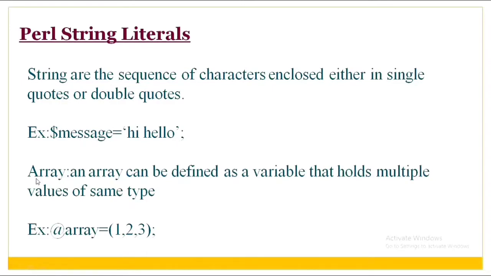Next, array. An array can be defined as a variable that holds multiple values of the same type. In variable declaration, arrays start with the @ symbol. @array equal to 1, 2, 3. So this is the array data type.